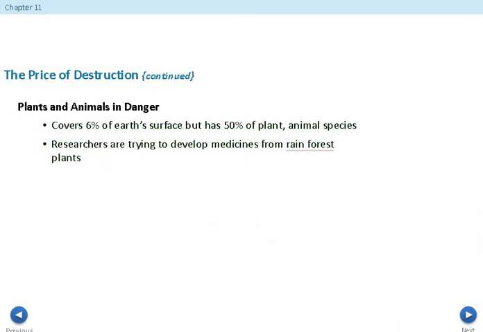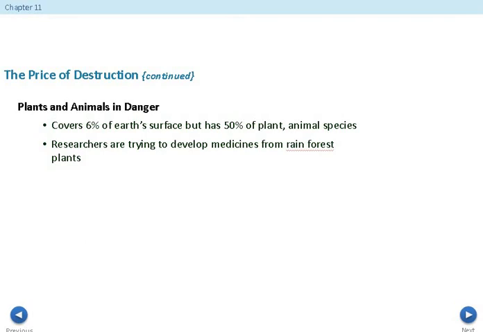Now, plants and animals are also in danger from this deforestation, this destruction. The rainforest covers 6% of the Earth's surface, but has 50% of the plant and animal species. So what that means is that the forest is not really that big, and it doesn't cover a bunch of the Earth, but it has almost half of the plant and animal species living in it. Researchers are trying to develop medicine from rainforest plants, but again, if they're cutting them down, it's difficult.